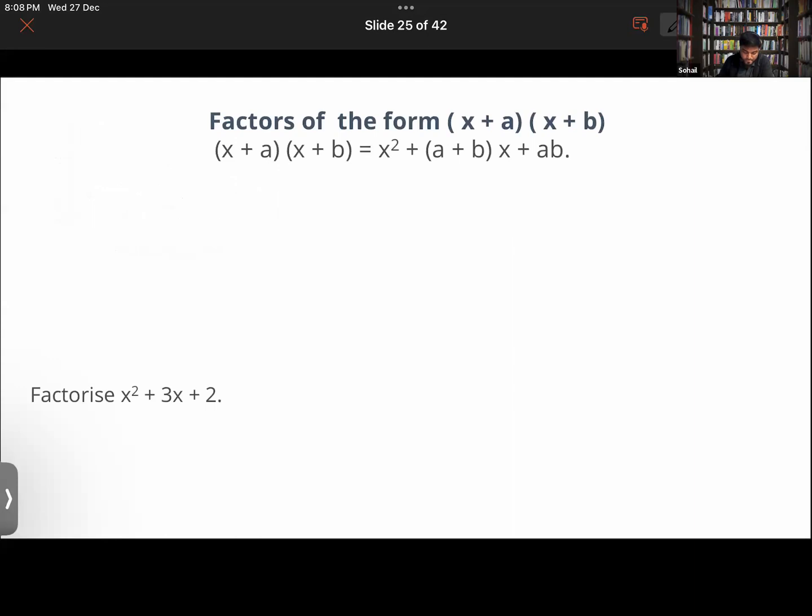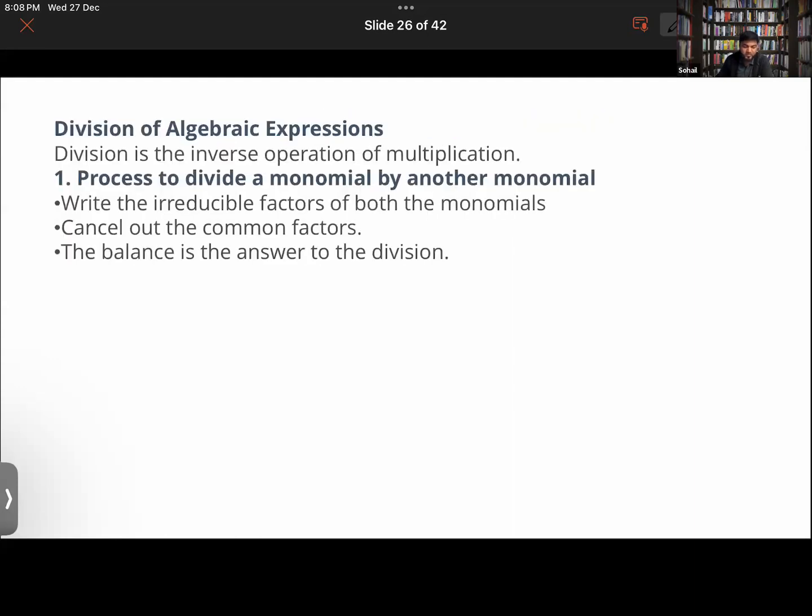Now we are going to study about the division of the algebraic expression, right? There's nothing too complex about this. It's a very simple thing. I won't discuss the theory part. I will directly jump to questions. Through questions we'll try to understand how division takes place.